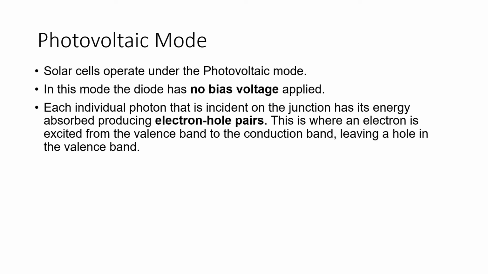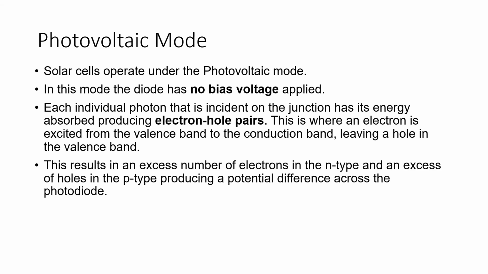Each individual photon of light that is incident on the p-n junction has its energy absorbed, producing electron-hole pairs. This is where an electron is excited from the valence band to the conduction band, and this leaves a hole behind in the valence band. This results in an excess number of electrons in the n-type and an excess number of holes in the p-type side, producing a potential difference across the photodiode.